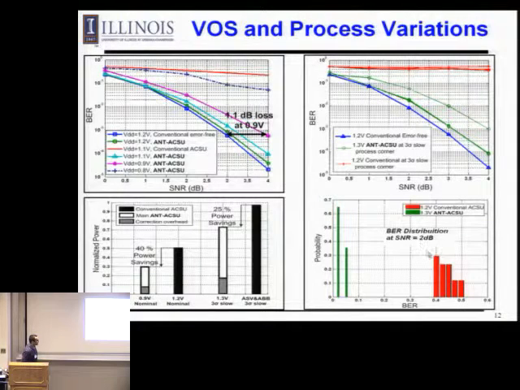Here we see the bit error rate distribution of the conventional architecture. It's very high, 0.4 to 0.5. However, in our design at 2 dB, these are the variations shown here. In terms of power saving, we can have 25% power saving at the slow process corner, and 40% power saving at the nominal process corner.